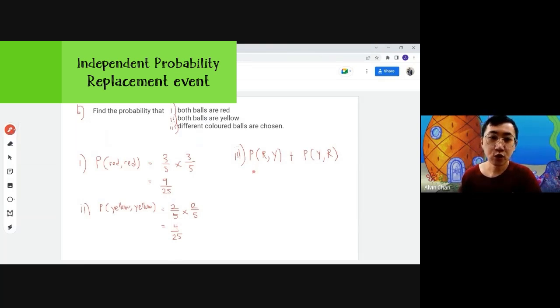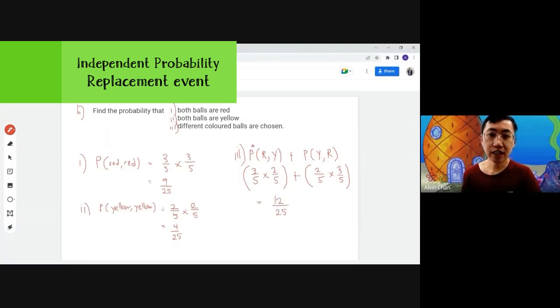Okay, let's do our working. Red is 3 over 5 multiplied by 2 over 5. Put a bracket so that you don't get confused. This is one possibility. Plus, put a bracket again. This is 2 over 5 times 3 over 5. Okay? 0.48. 12 over 25.